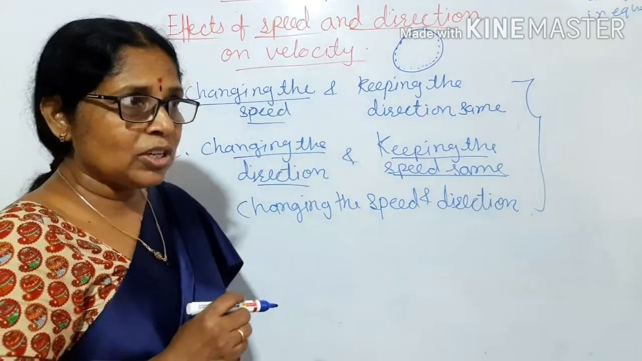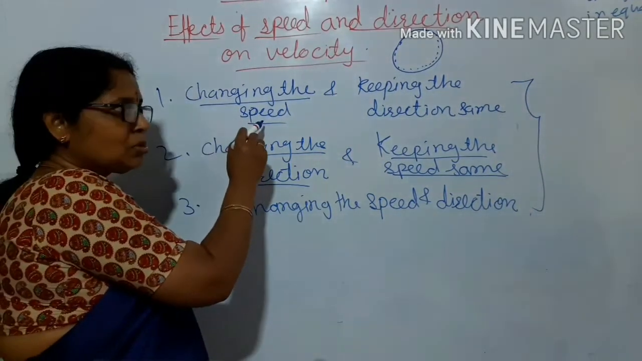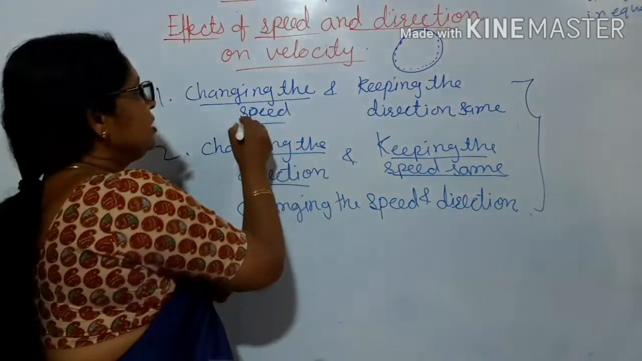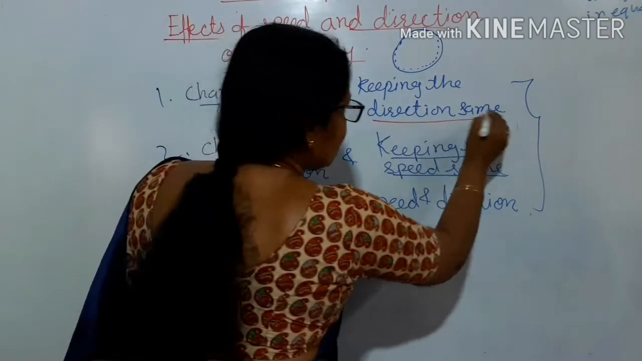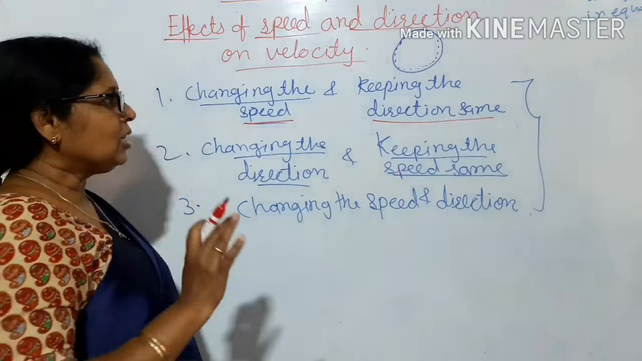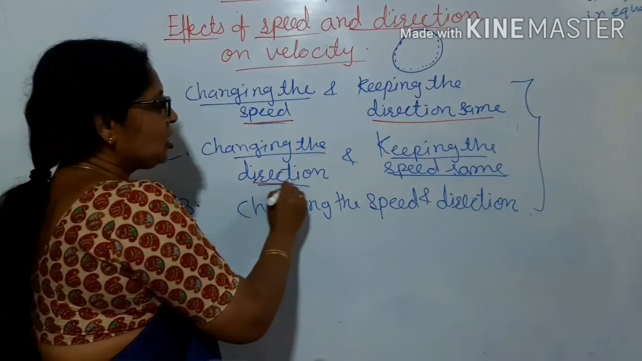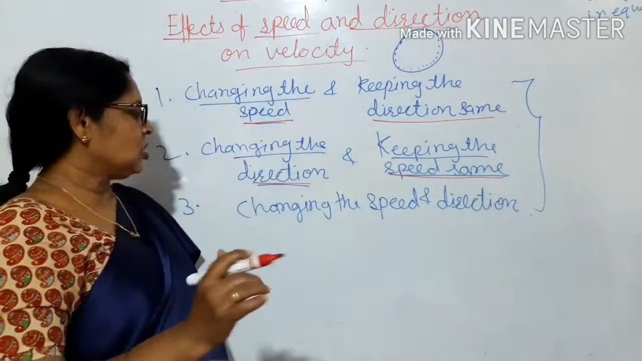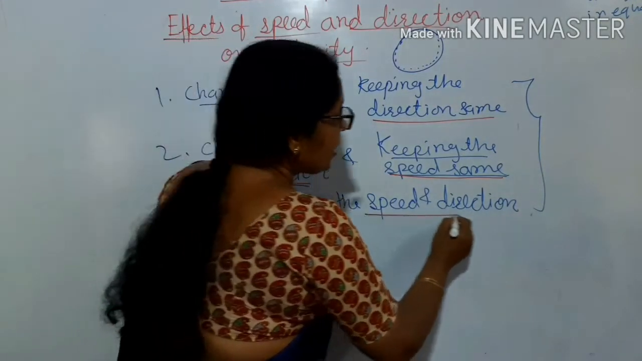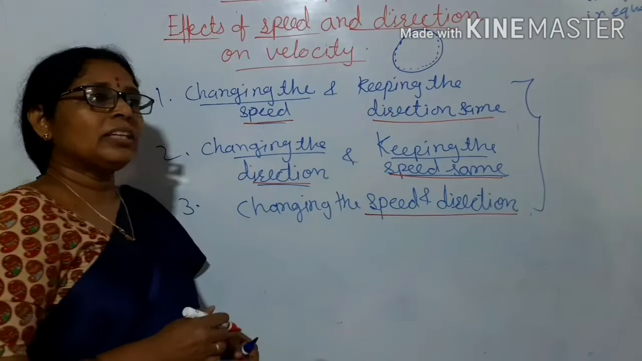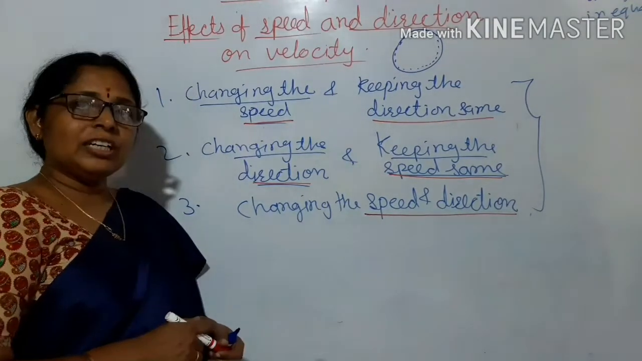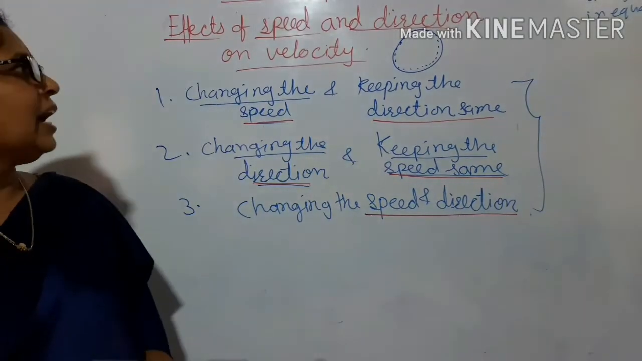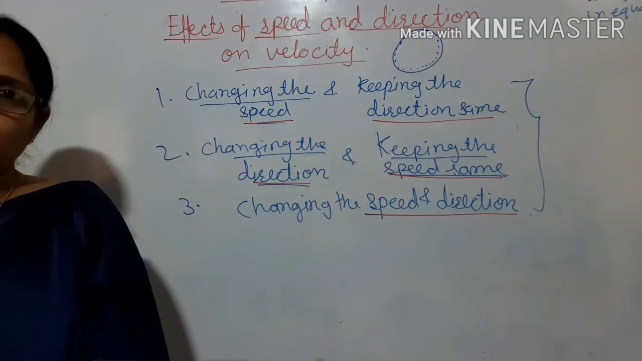Then what is the conclusion? While changing the speed and keeping the direction constant, speed changes, direction is the same, at that time also velocity changes. Direction changes, speed the same, at that time also velocity changes. Speed and direction both change, at that time also the velocity changes. So this is the effect of speed and direction on velocity.